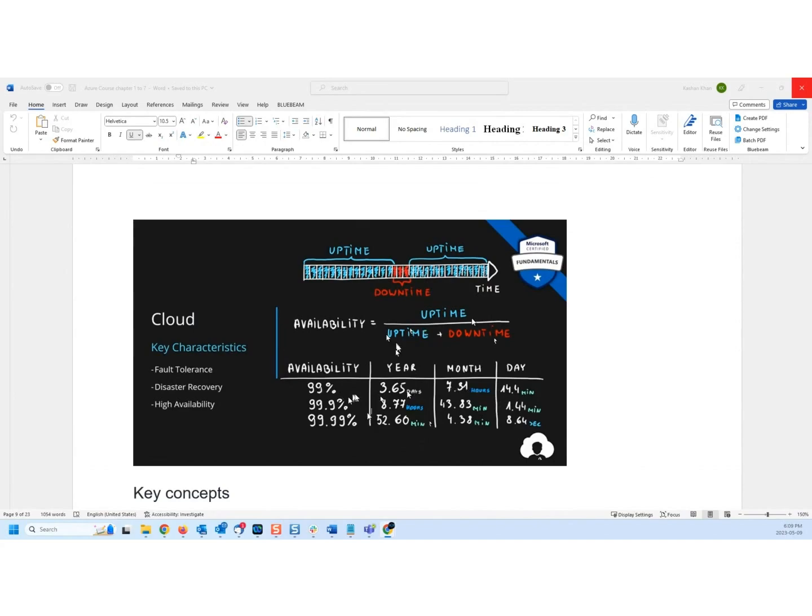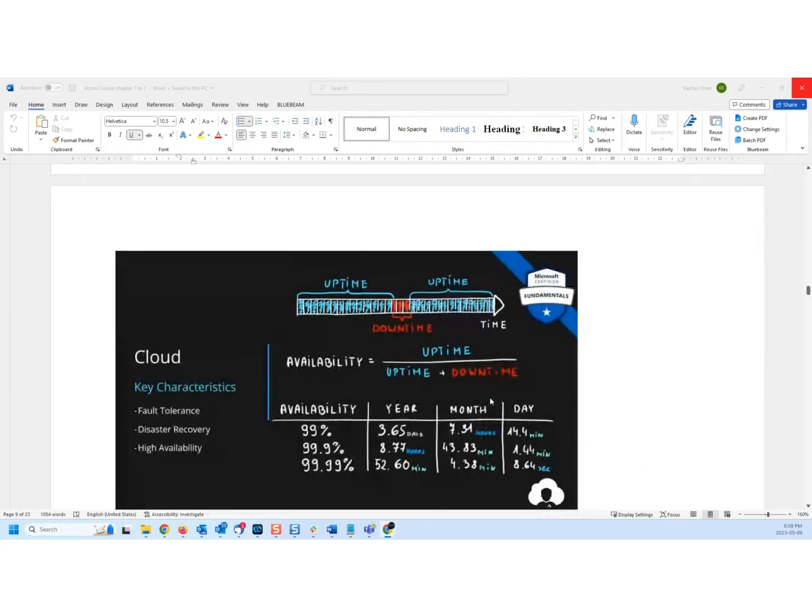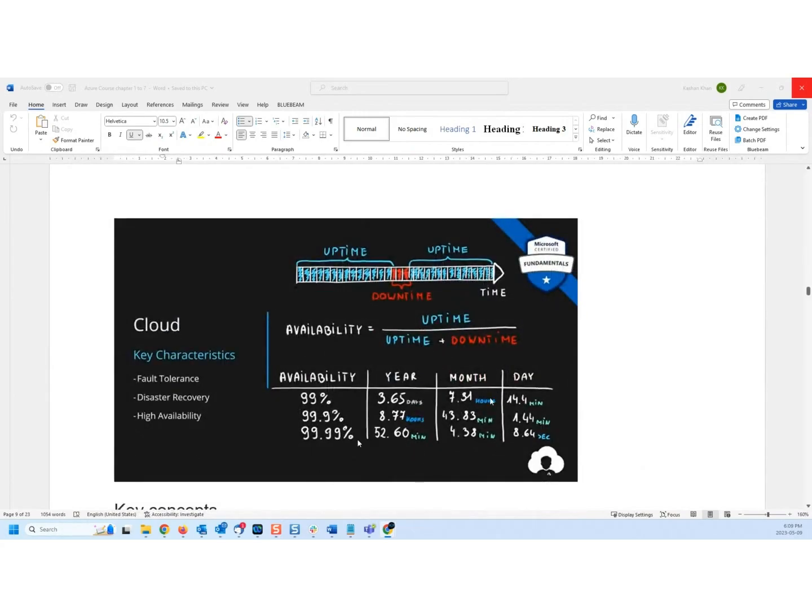I haven't looked at this, but yeah. So if you claim that you are available for 99% of the time, you have a margin of going down for 3.65 days, or in the month you will have this many hours to go down, and if you talk about per day, you will have, I don't know what it says, but it is 1.44 minutes. I think that's what it says.